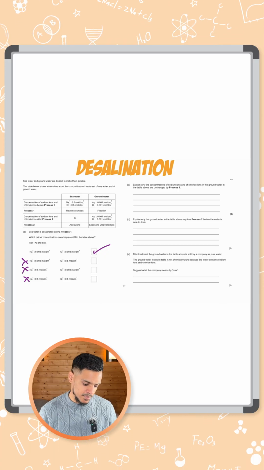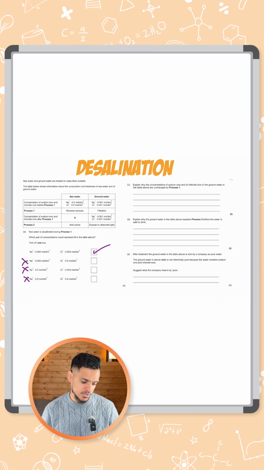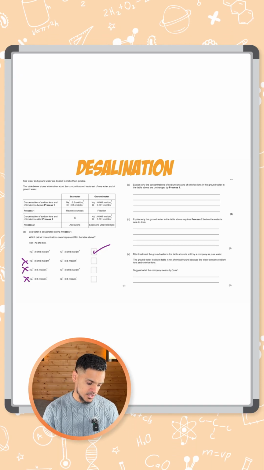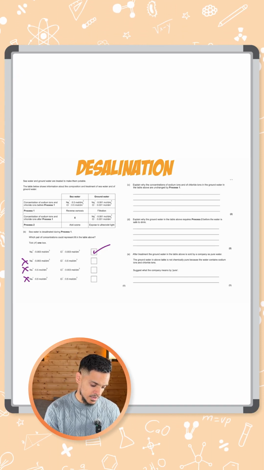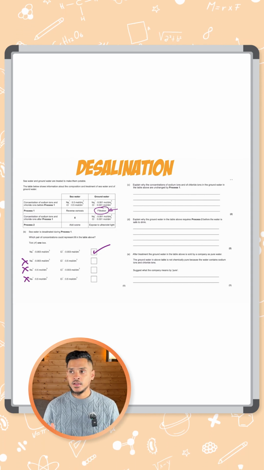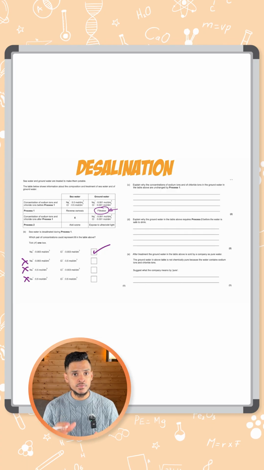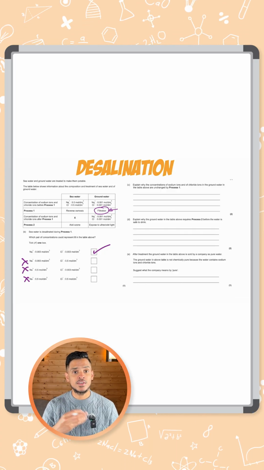Second part says, explain why the concentrations of sodium ions and chloride ions in the groundwater in the table above are unchanged by process 1. Process 1 is filtration. Filtration doesn't remove ions. Like if you think about getting salt water and putting it through filter paper, it doesn't remove the salt. To remove salt from salt water, you need to use evaporation.